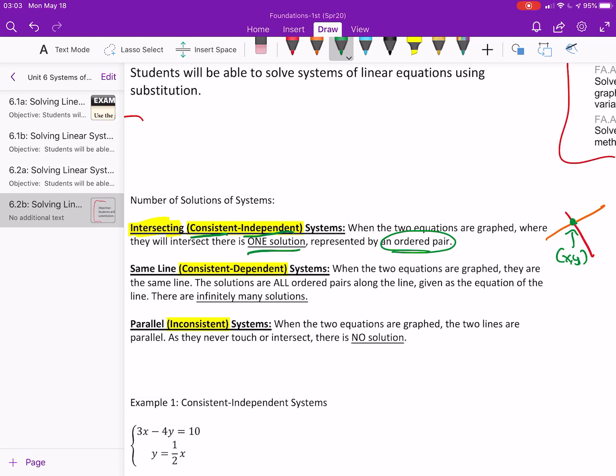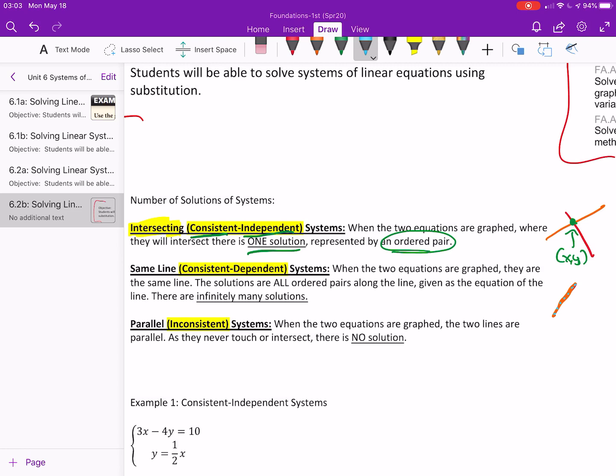The second type of system is same line. And so if I draw the lines, I'd have the first line, and then my second line would be the exact same line on top of it, right? And so this is called a consistent dependent system. It's consistent because there are solutions, but it is dependent because the two lines are dependent on each other, because all the solutions are everywhere where these two lines touch.